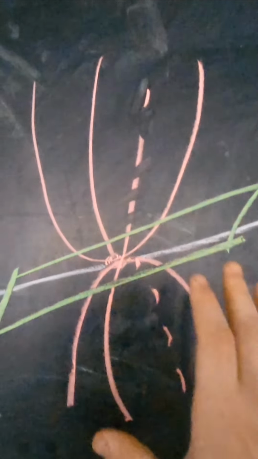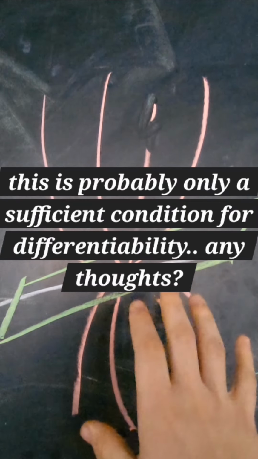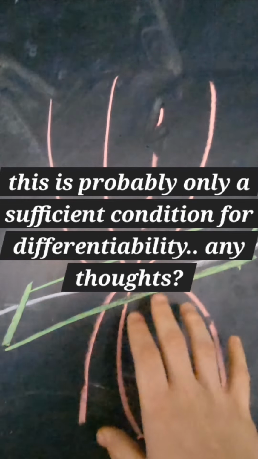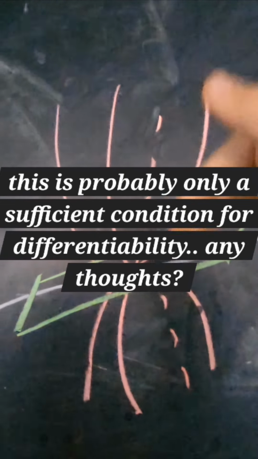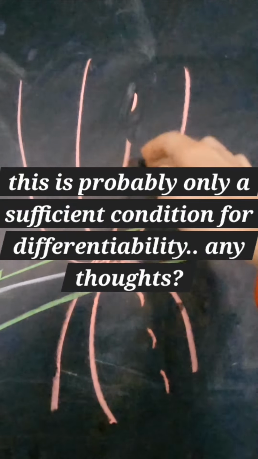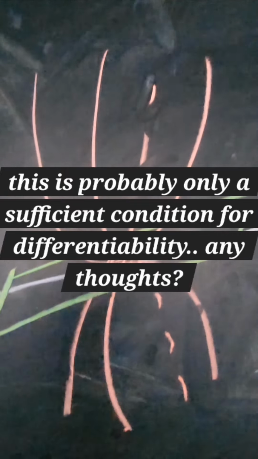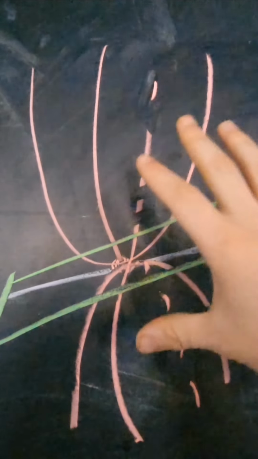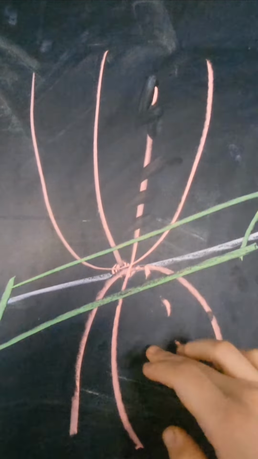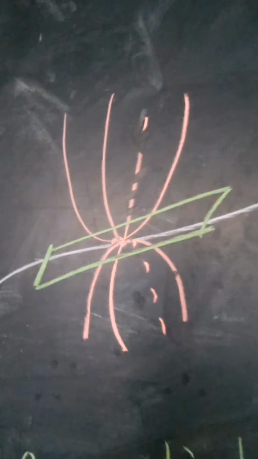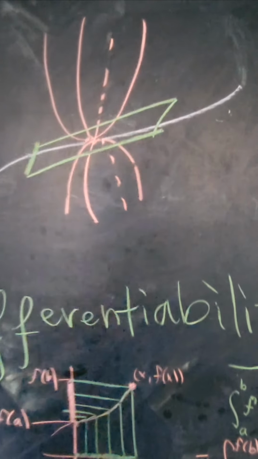So in fact, we just need to be able to perfectly sandwich the function itself between two paraboloids which are concave and convex respectively. Sorry, this one is convex, this one is concave, right? Yeah. So anyways, we just need to be able to sandwich the function between these two convex and concave paraboloids, which agree at the point of tangency, and then we're guaranteed that the function is differentiable.